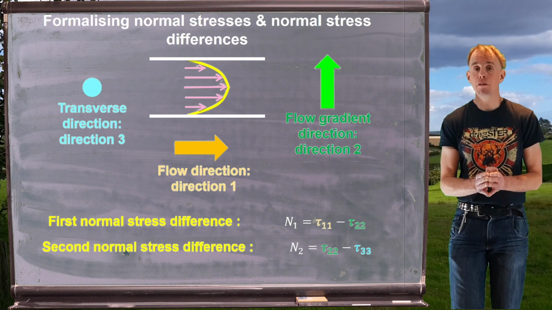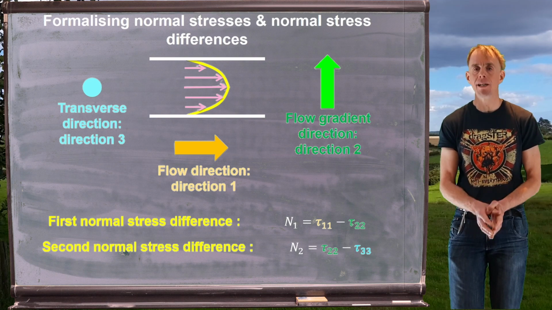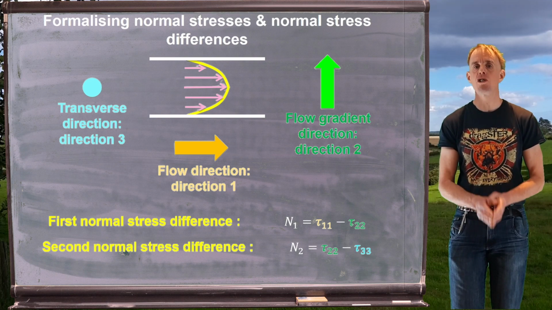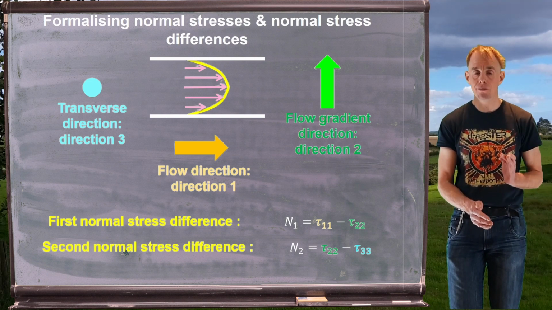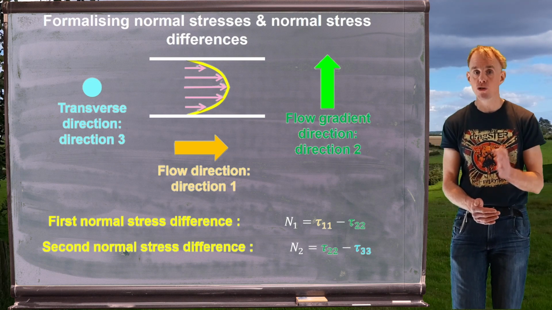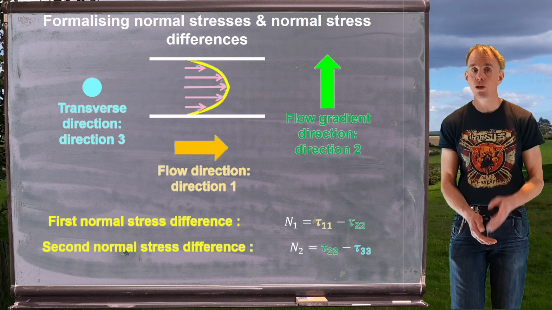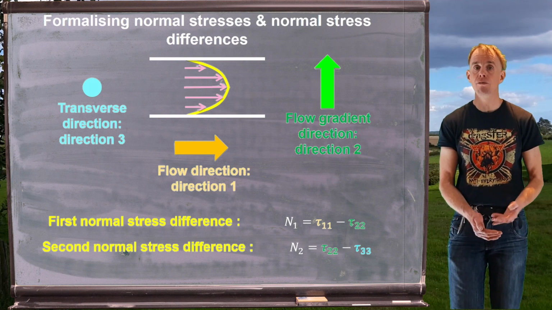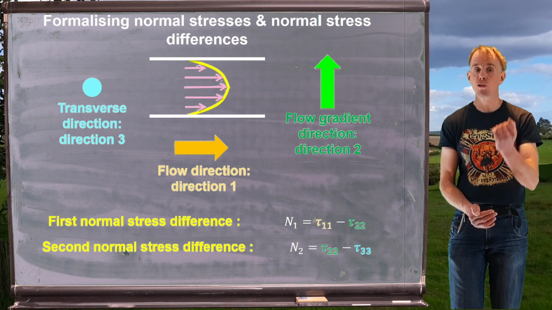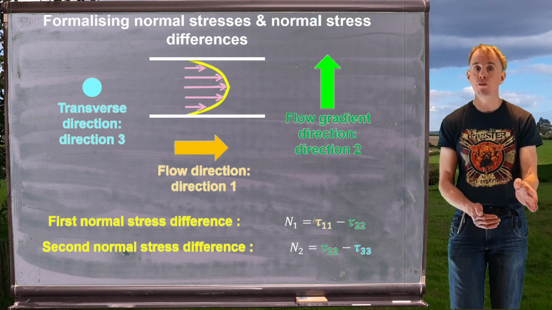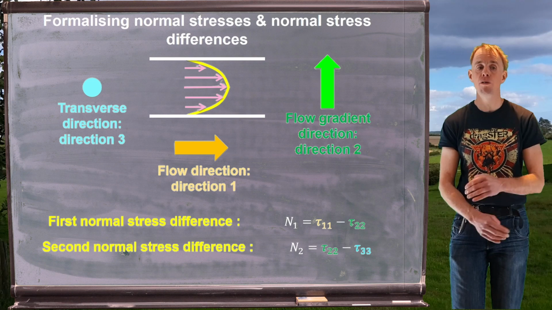They're coordinate independent because the definition depends on the direction in which the flow is going. The 1,1 direction is representative of the stress along the streamlines. The tau 2,2 direction is representative of the stress in a direction perpendicular to the streamlines where there's a flow gradient. And tau 3,3 is perpendicular to both of these directions.